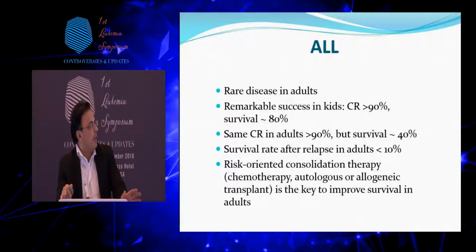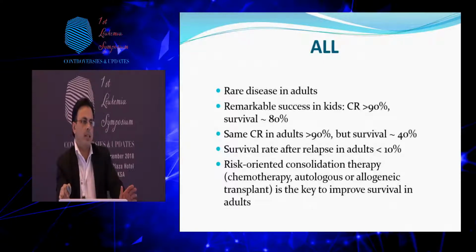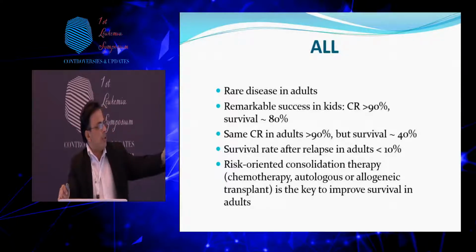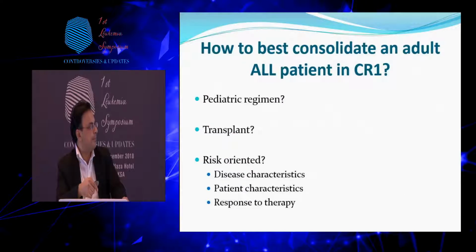In adult and in pediatric, you can reach above 90% remission rate with any induction, actually. But the problem in adults, you have only 40% survival as compared to 80% survival in pediatrics. So basically, we're losing tons of patients after inducing remission. And thus, risk-oriented consolidation therapy is the key to improve survival in adults.